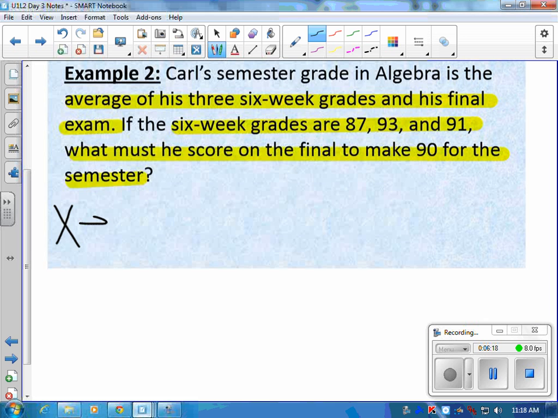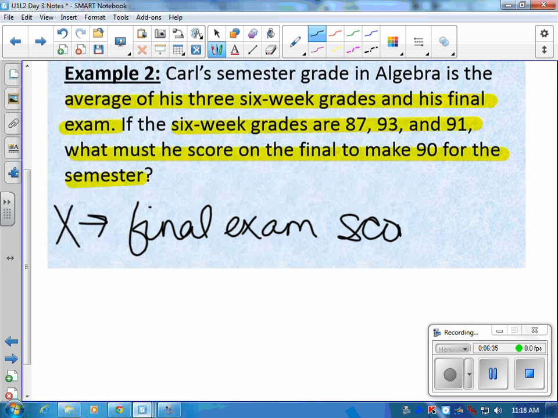So now let's talk about what my variable is going to represent in this problem. Yes, Joe? What about the final? The score on the final. So my variable represents the final exam score, however you want to write it. So now I need to use this variable to write some equation. So we need to remember how to calculate average, and I need to write some equation that will help me figure out what I need to get on my final. What is that equation going to be?